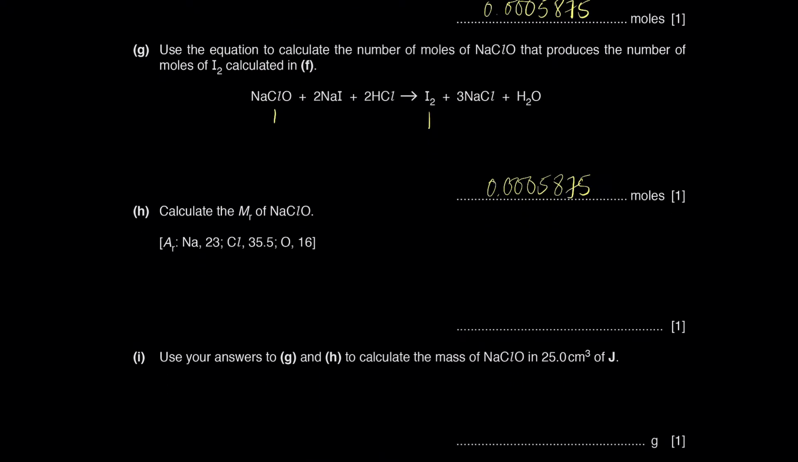Okay. The MR of NaClO is just 23 plus 35.5 plus 16. 23 plus 16 is 39, 40, 50, 69, 70, 71, 72, 73, 74, 74.5. Am I right? Yeah, I think so.